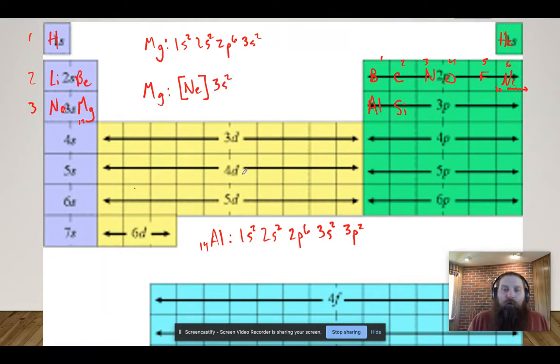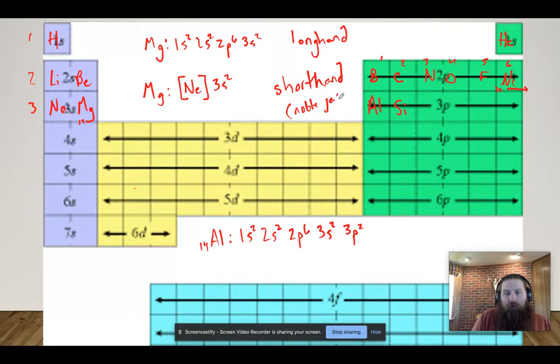Now pay attention when you're doing practice problems and test questions. Sometimes it'll say, do the longhand, in which case if you turn in the shorthand, I'm going to mark it wrong. Sometimes it'll say, do the shorthand. If you turn in the longhand, I'm going to mark it wrong. You have to know the difference between shorthand and longhand. So this is longhand notation, and this is shorthand. And sometimes this is called noble gas configuration.